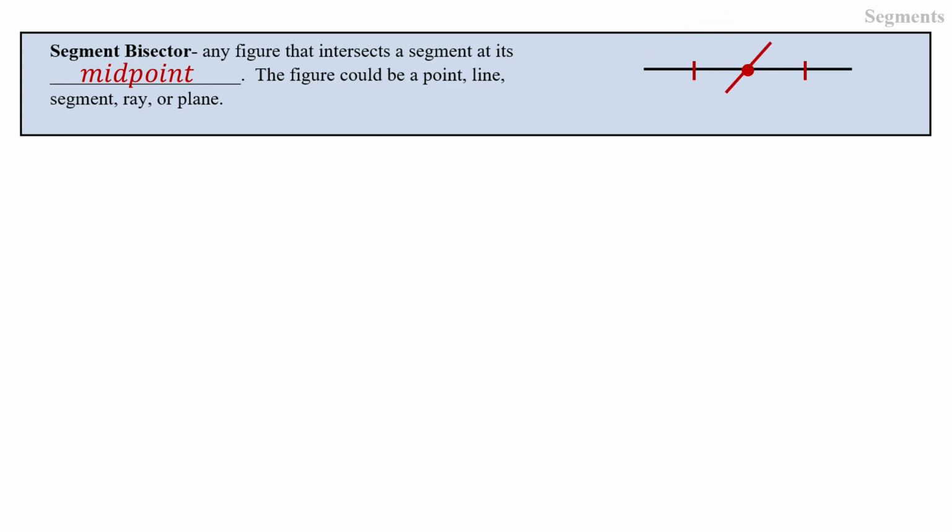Or I can draw a segment going through that midpoint, because that segment is cutting it. Like I say, the red segment is cutting the black segment into two equal pieces, then that segment is also a bisector. Or it can be a line or a ray, it can be any kind of shape. For example, that red line is also bisecting that segment into two equal pieces. So a bisector just means anything that's going to cut something exactly into two equal pieces.